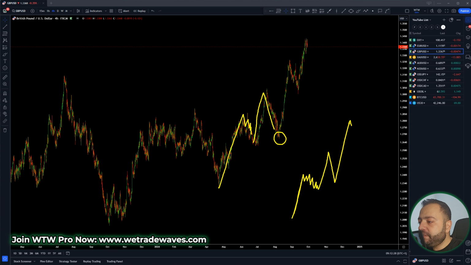We have this up wave. This should be sharp, the first wave. The second wave should be corrective. The third wave should be sharp. The fourth wave, it should be a pullback, and then this is the trade to the upside.